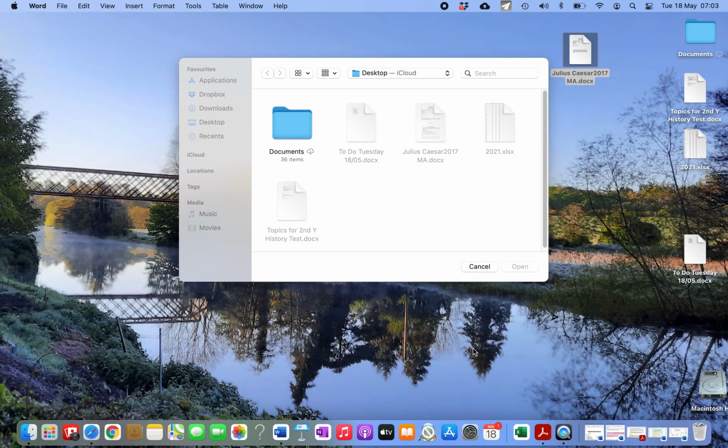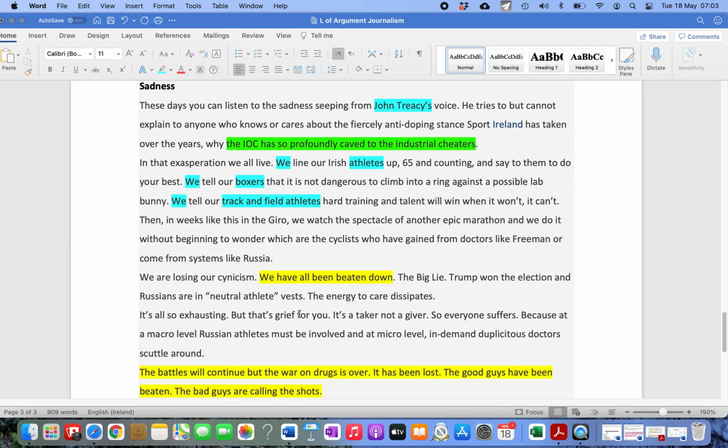use inclusive language. Oh, sorry, wrong screen. And look what he does here. He's speaking to his readers, and his readers are most likely Irish people, because it's an Irish newspaper he's writing for. And just look at what he does here. In that exasperation, we all live. We line our Irish athletes up, 65 and counting, and say to them, do your best.